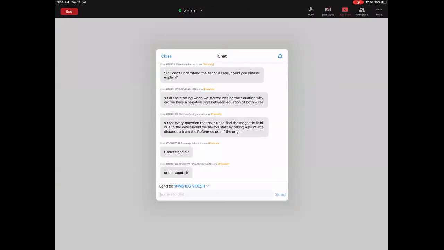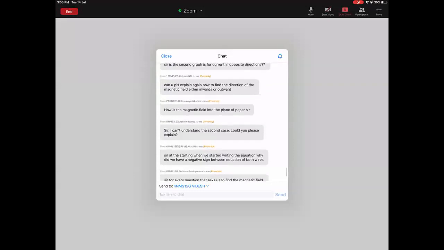Sir, at the starting, when we started writing the equation, why did we have a negative sign between the two terms, one inside the plane and one outside the plane? You see, if there is a wire which is going, let's say, northwards for me, on the right hand side the magnetic field is into the plane, on the left hand side it is outside. So we are between the two wires. For one wire, it will be right hand side. For the other wire, it will be left hand side. So the magnetic fields will be in the opposite direction.